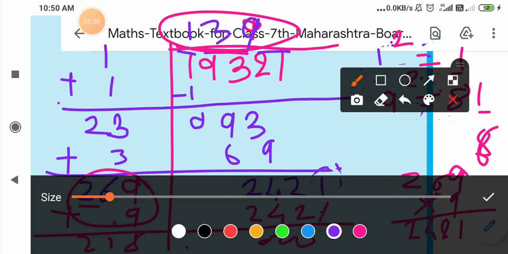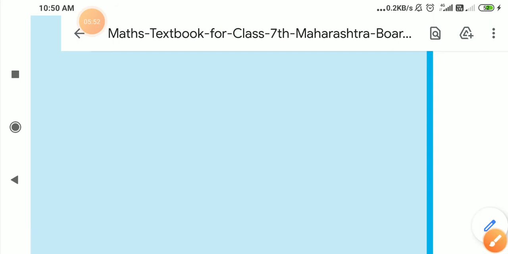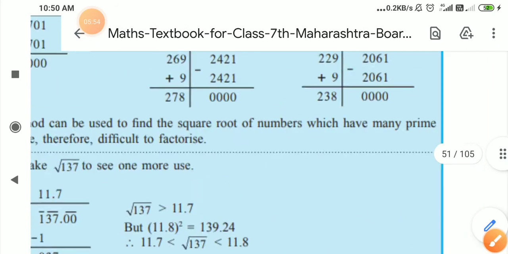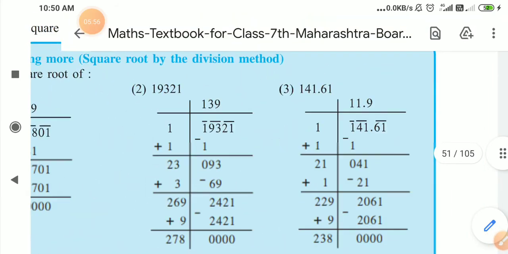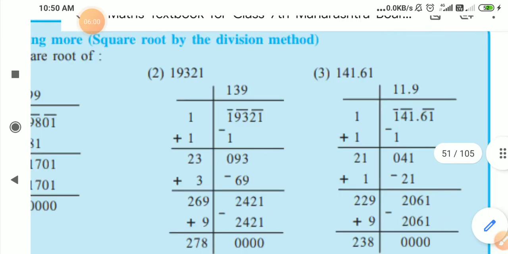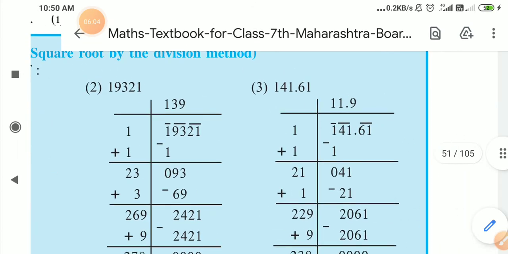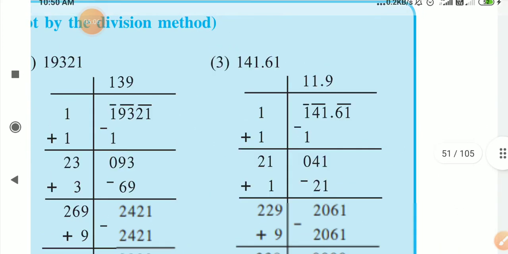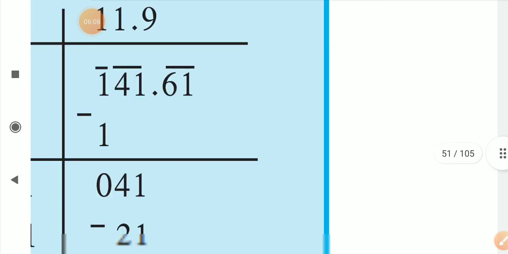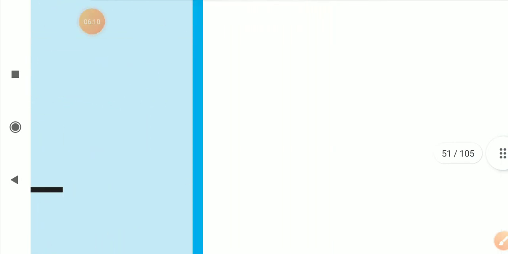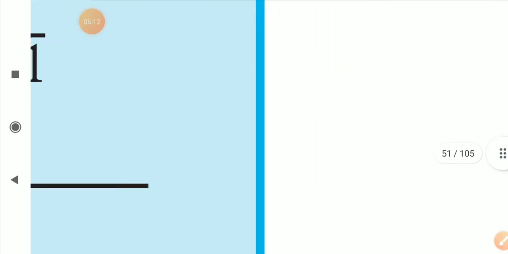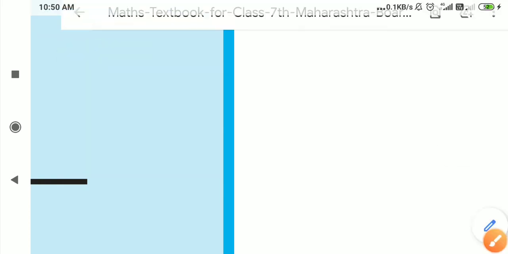Now just see all of you here, the steps I explained you here, and the example is at this place. Okay, this one is the example, and this is the square of 139. Just now we solved. Now we have to see, when there is a decimal point, how to solve the example. So the question is 141.61.